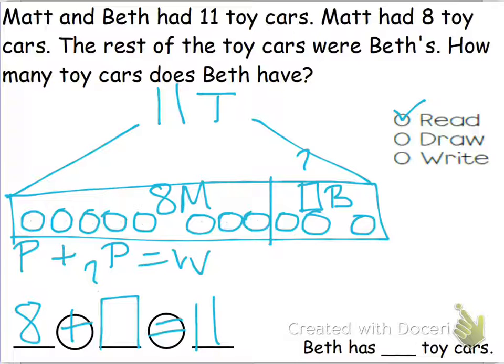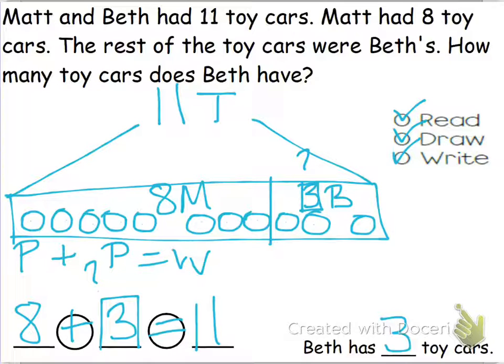So we drew. Now, how do we figure out how many toys were for Beth? We just count. These are in the box. 1, 2, 3. So we know that 8 plus 3 equals 11. So Beth has blank toy cars. Well, she has 3 toy cars. So I can check that off.